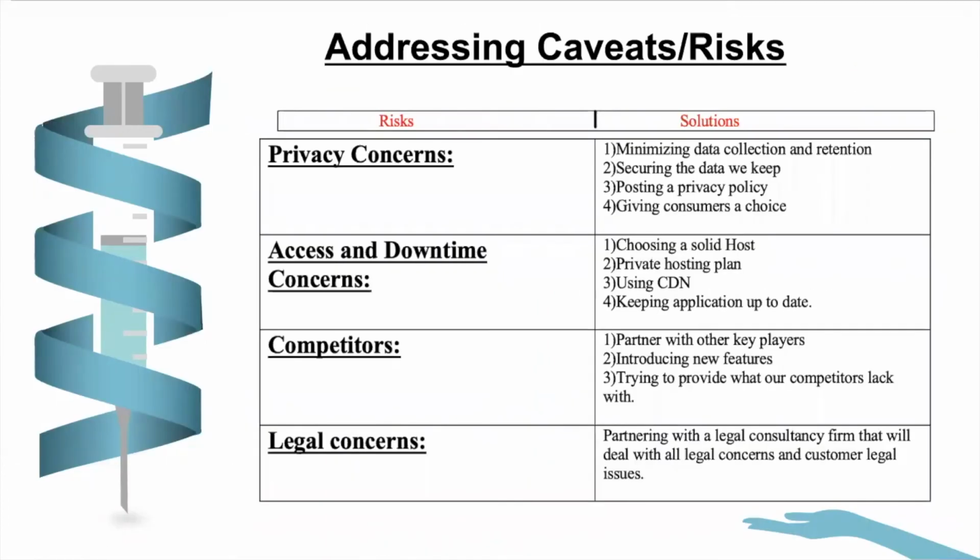The next part is addressing the caveats or risks. So on research, we found out that there were 4 main risks that we would face. The first one is privacy concerns. So we have a solution to this. The first is minimizing data collection and retention. Second is securing the data we keep. Third is posting a privacy policy. And fourth, we will give consumers the choice to share their data or not.